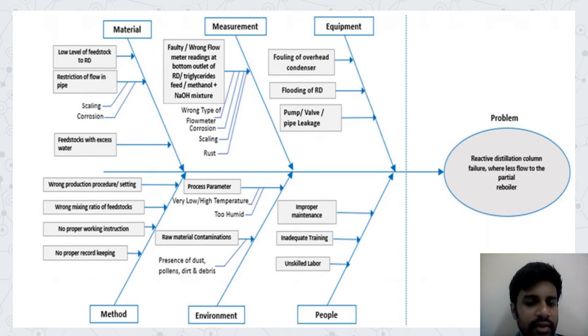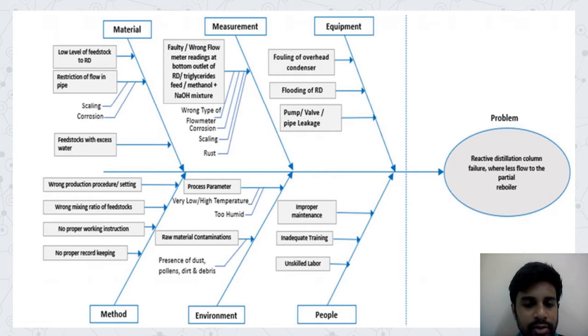And then we have no proper working instruction, maybe there is no supervision at the time the incident happens, and we might not have proper record keeping. We should have proper SOP writing, all the preventive and corrective maintenance records, and quality management records.